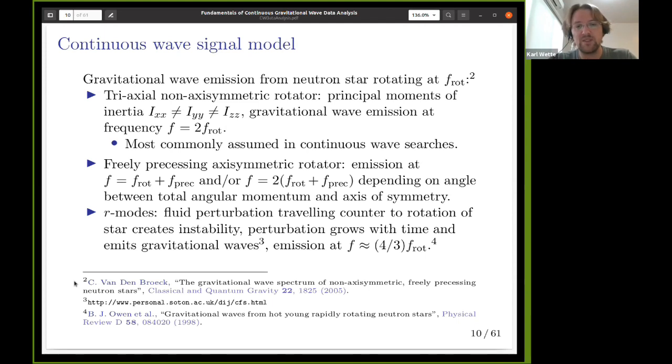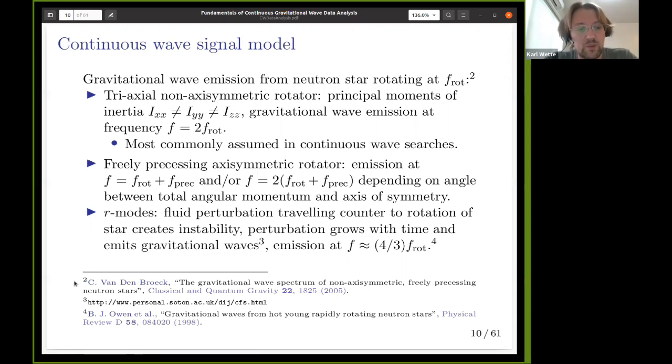So if the axis of symmetry is at right angles to the angular momentum, you get emission at just twice the rotation and precession frequencies. If the angle is about 45 degrees, you get emission mostly at 1 times the rotation plus precession frequency. And if the two align, you get 0, because it's a purely axisymmetric object which doesn't generate gravitational waves.